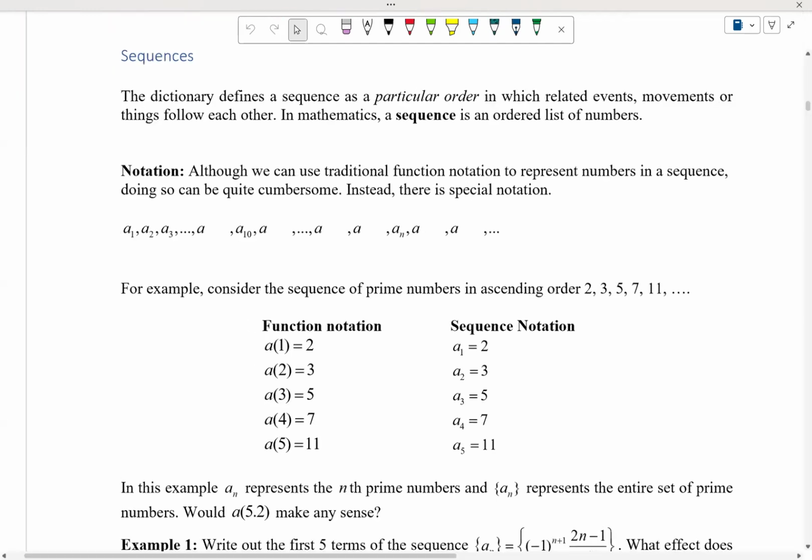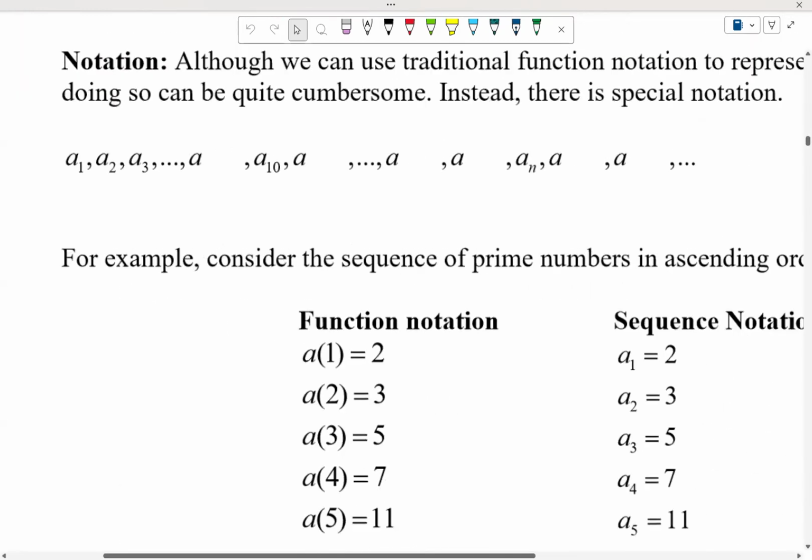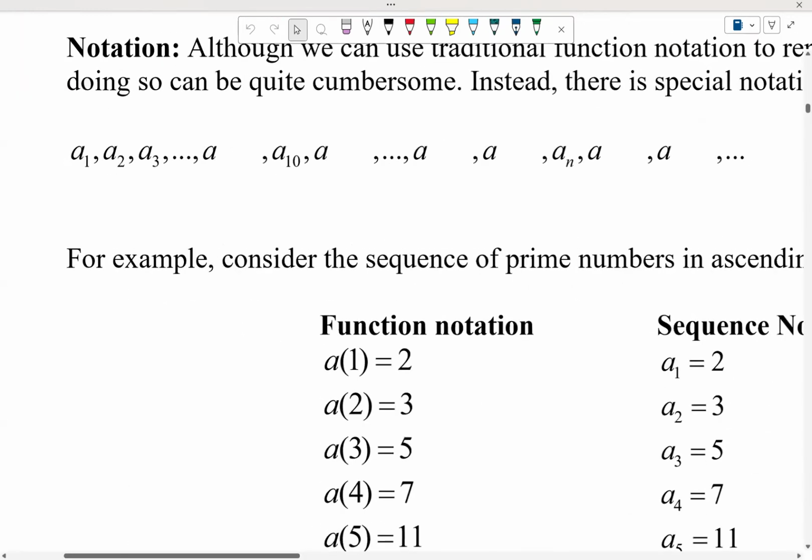We refer to them in this class generally with lowercase letters, italic if you're typing it. The first term would just be called A sub 1 or A1, or it could be B sub 1. In this case, it's A sub 1. Second term, A sub 2. Third term, A sub 3. And it could be whatever numbers are in our sequence. We're going to fill them in with more specific, more concrete numbers. And that dot, dot, dot just means we keep going.